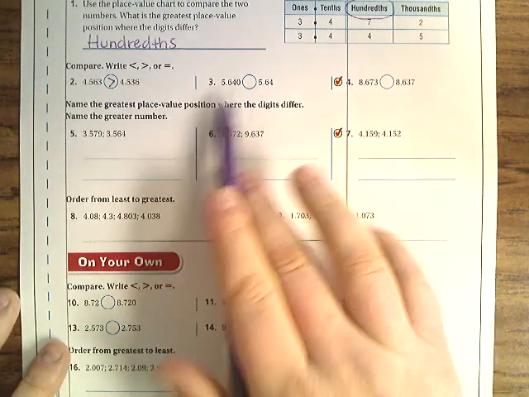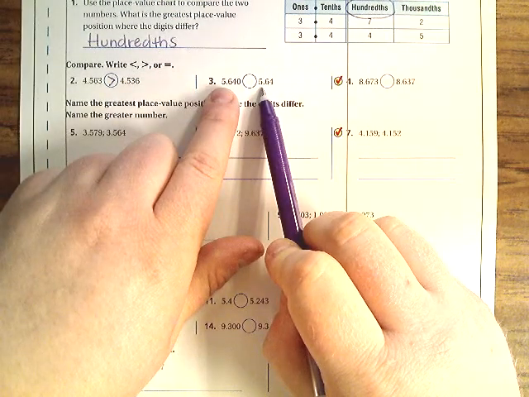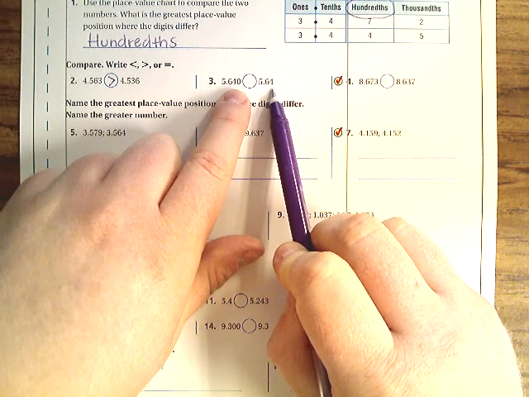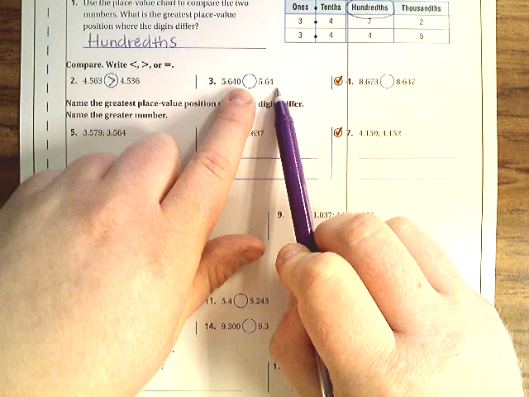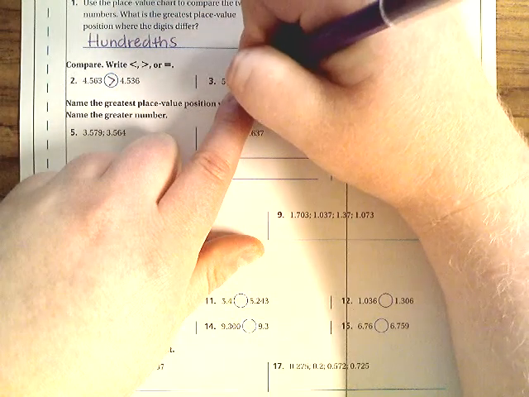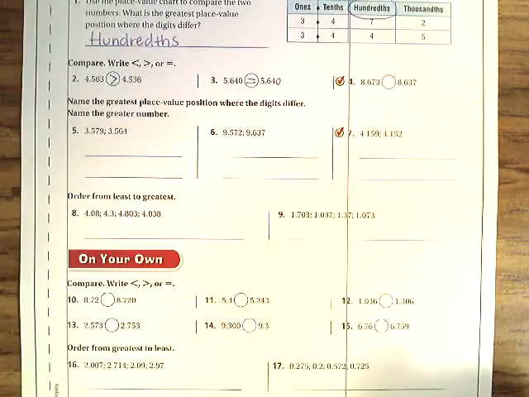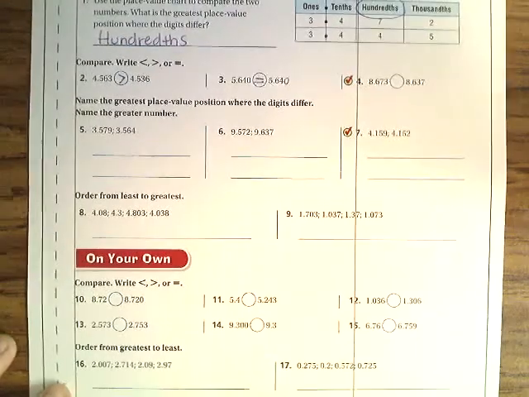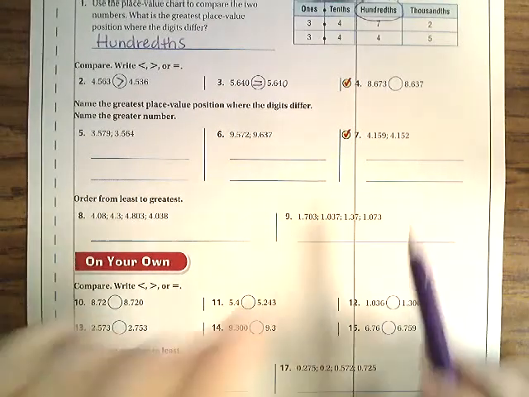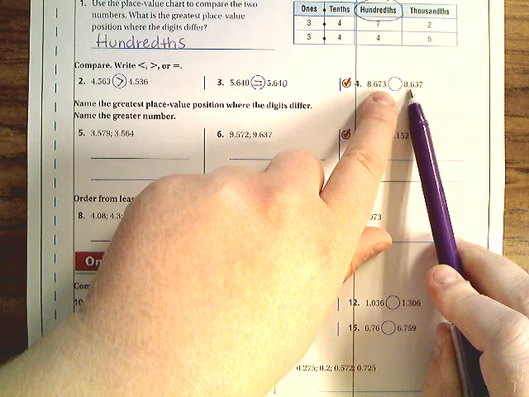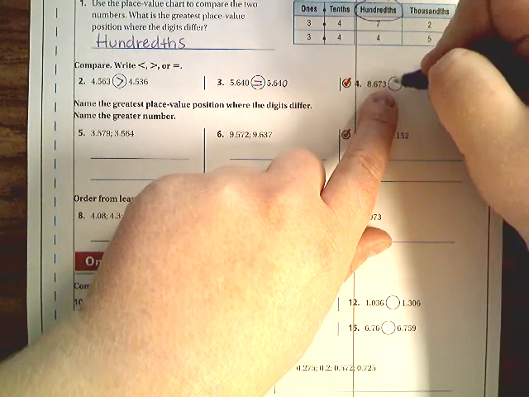Okay, I want to do 3. We have 5, 5, 6, 6, 4, 4. Then we have a 0 and we have nothing. Well, if I don't have anything, it's just 0. So these are equal. Let's zoom that in just a tad. There we go. Let's look at 4. We have 8, 8, 6, 6, 7, 3. Well, he'd rather have 7.